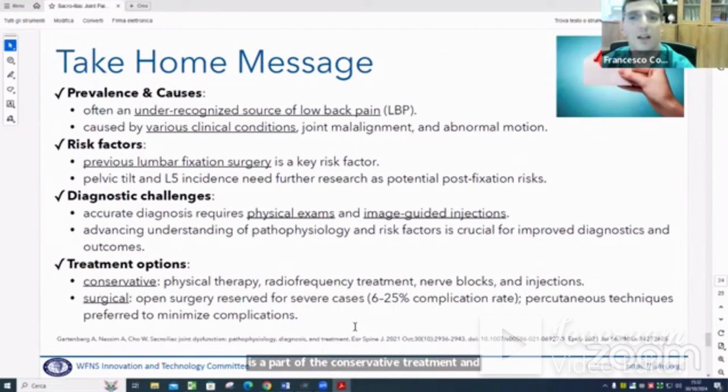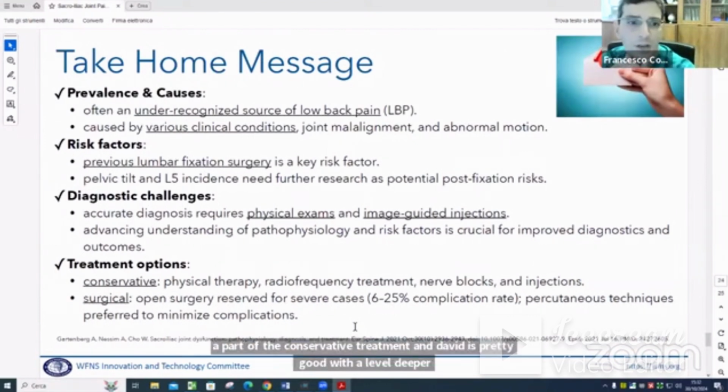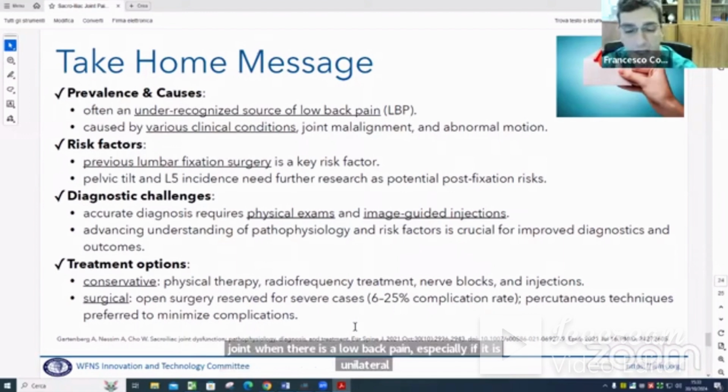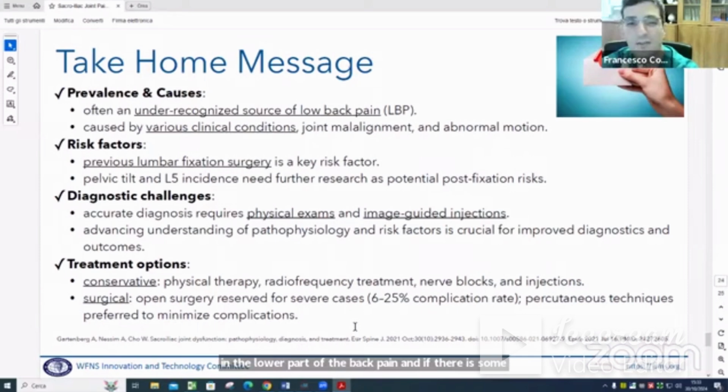So, in conclusion, we have to think about the sacroiliac joint when there is low back pain, especially if it is unilateral in the lower part of the back, and if there is some pain in the leg in a relative area around L5. The risk factor is previous lumbar fixation, so we have to think about patients who still have back pain after this surgery.